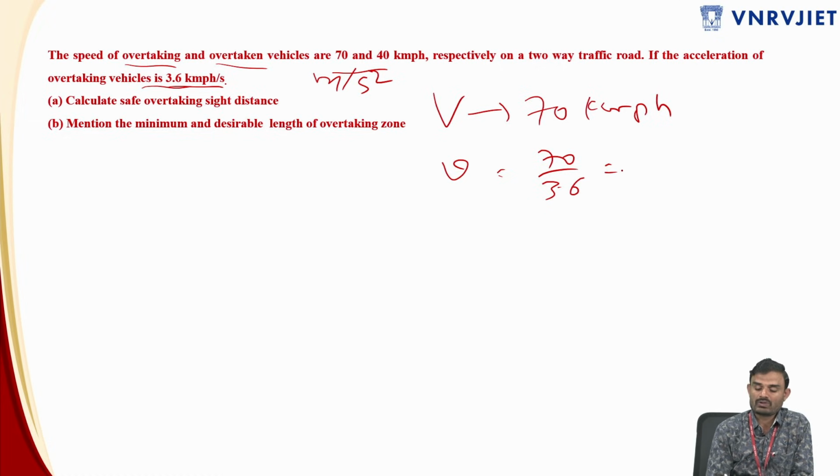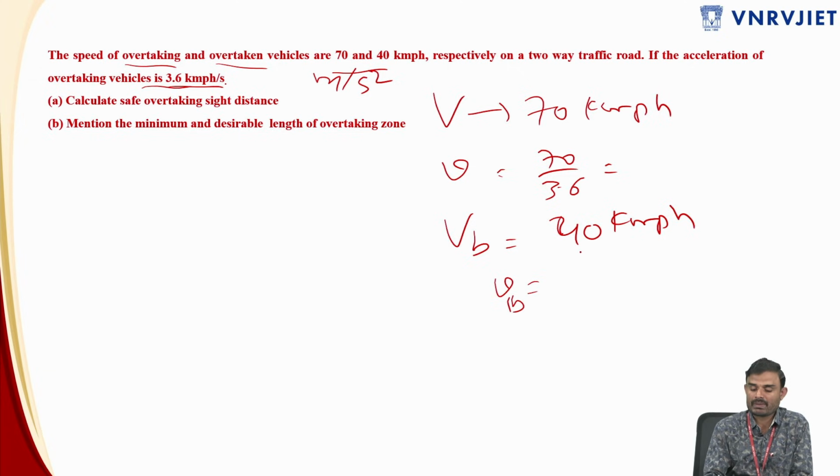You get the value of small v, and similarly you need not subtract 16 from this, because the speed of the overtaken vehicle is already given, which is the speed of the vehicles A and B. Therefore capital VB is given, which is 40 kmph. There is no subtraction involved here. So 40 divided by 3.6, you will end up with the value of VB.